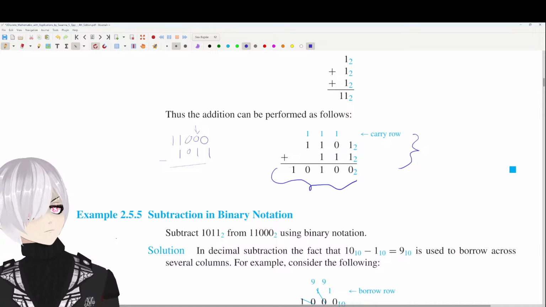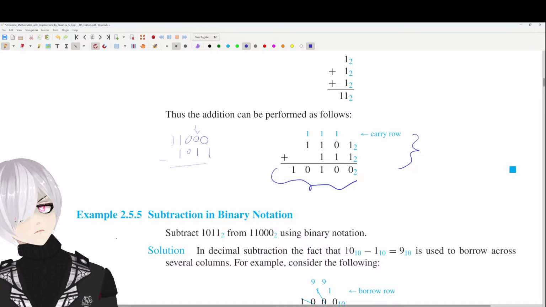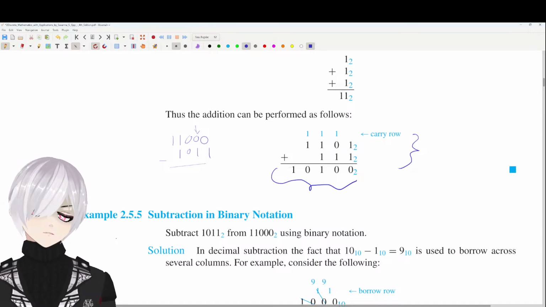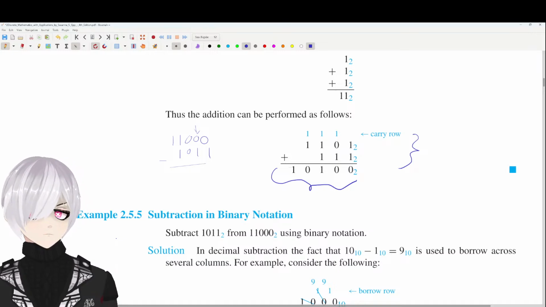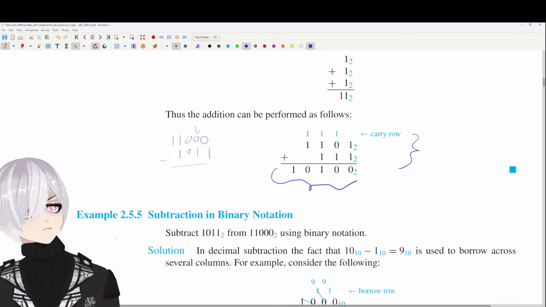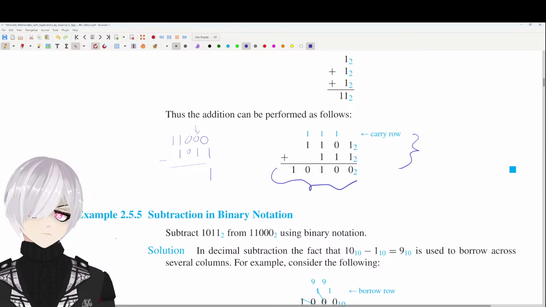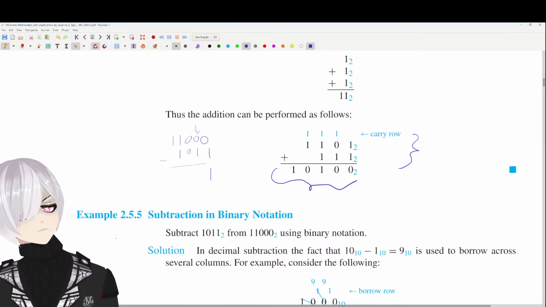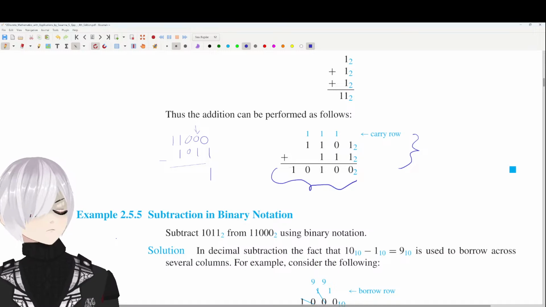So you would have one. Oh, wait a second. The rightmost 0 turns into 10. So 10 minus one, right? Which would be one in binary because 10 is two. So we end up with a 1 in the rightmost column of the difference. But for that second 0 from the right, to make that into 10, we would actually have had to borrow from the other 0 to the left of that.